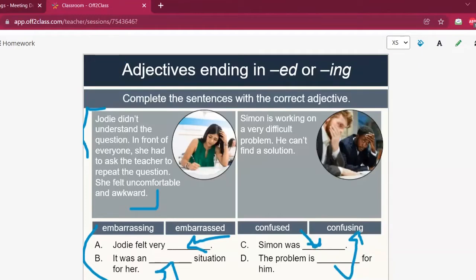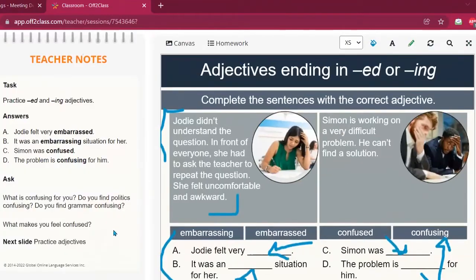Okay. What do you think about ED and ING? How did you find them? Okay, what is confusing for you? What's the thing that you feel is confusing for you? What makes you feel confused in life? Exams. Exams? Yes, for example exams. The problems make you feel confused. Very good. Do you find politics confusing? Yes, it is.